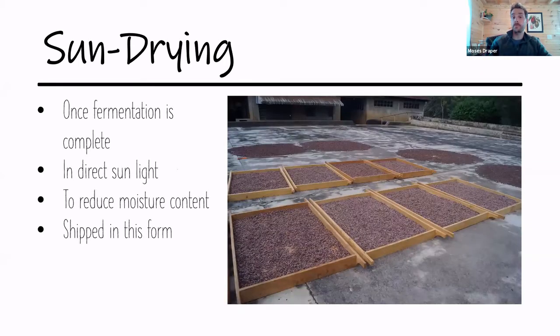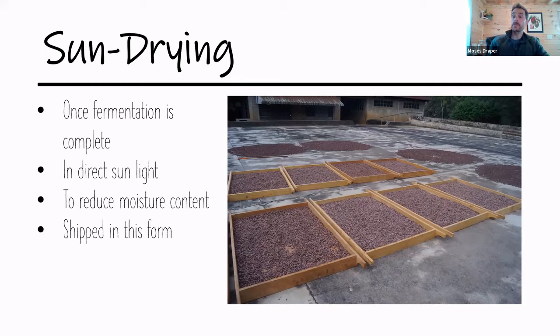After fermentation is complete, it needs to be dried out. So often, because we're in tropical locations, this can just be done in direct sunlight on a concrete pad or up on wooden tables. And the goal with this step is to reduce the moisture content, because after this is usually when it gets shipped to a chocolate shop or around the world for various further processing.